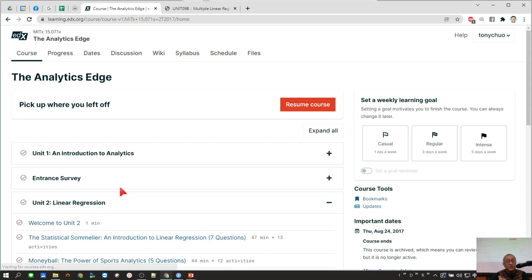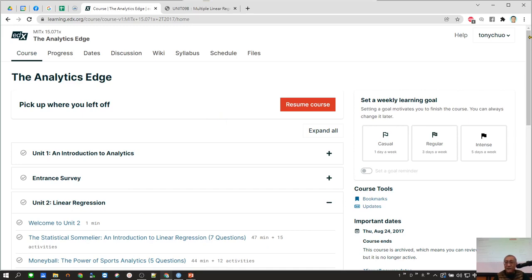Now, this course is one of the courses that use R to do business analytics. One of the best courses that use R to do business analytics. The second best is, I think, Harvard Business School.